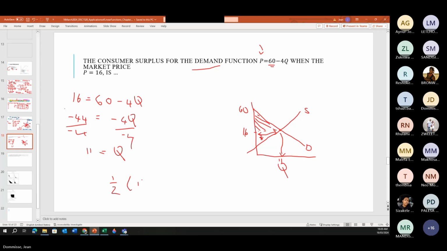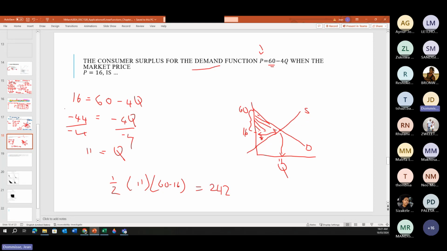Okay, but now again, so we sit with Q, we have that part, so a half, we've got to 11, and now we also got this area, which is 60 minus 16. So if we work that out, it's 44 times 11 divided by 2, which will give us 242. Okay, so once again, just enough information for you to work out the consumer surplus. Again, you can see it can't be 44, because then we're going into negative.